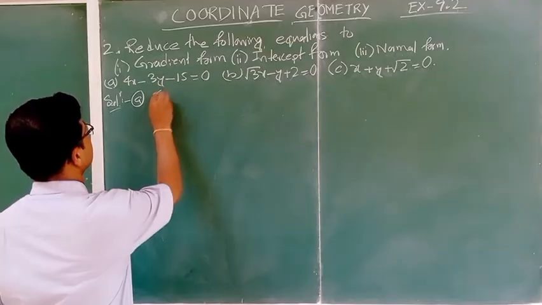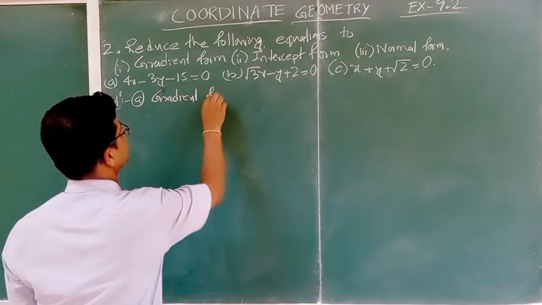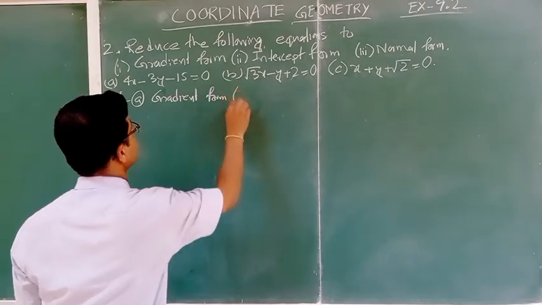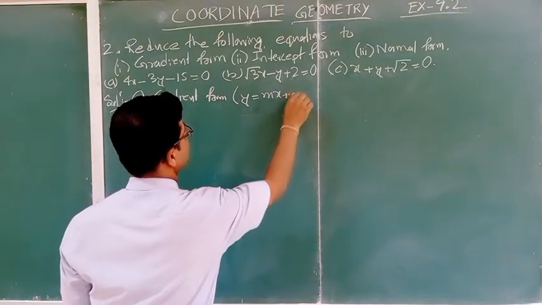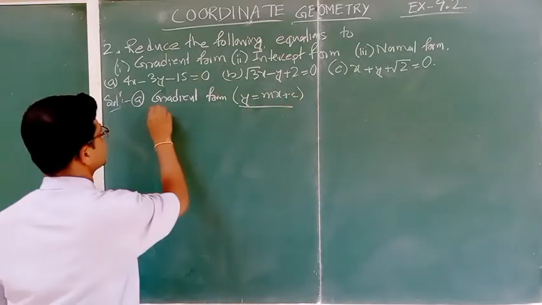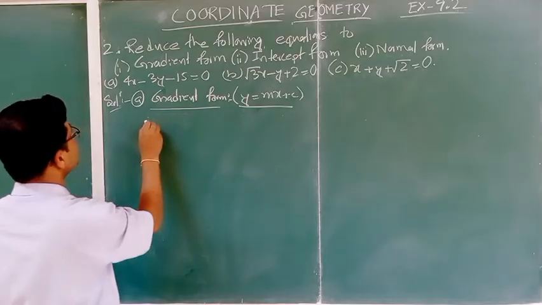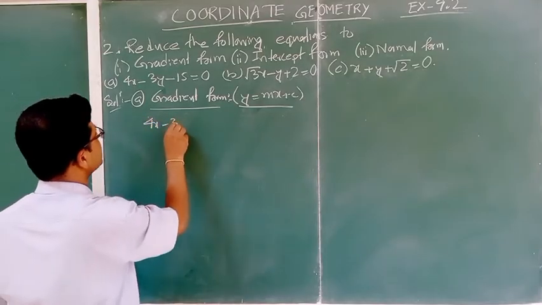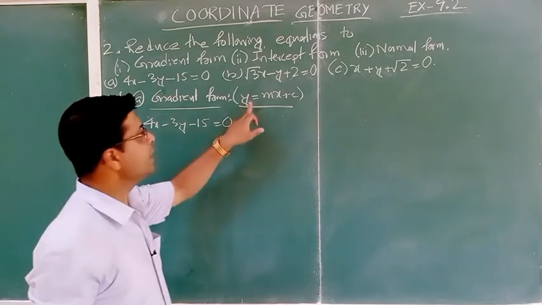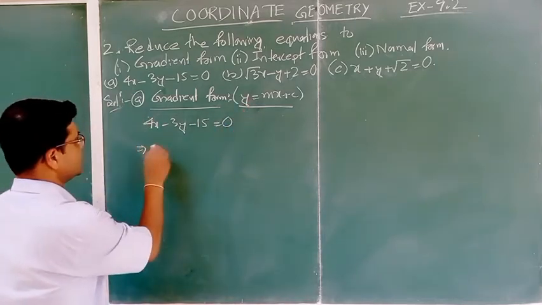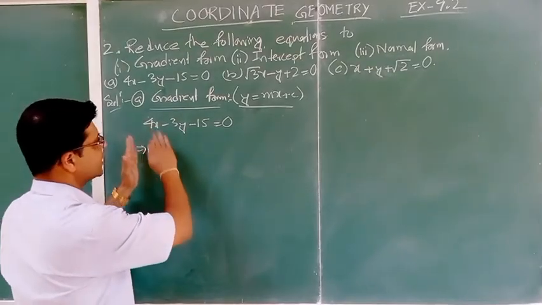So at first, gradient form. This is the first equation. Gradient form is y equal to mx plus c. We have to reduce this equation into this form. What is given here? 4x minus 3y minus 15 is equal to 0. We have to write it as y equal to something. So we will keep the term containing y on the left hand side, and the other terms on the right hand side.